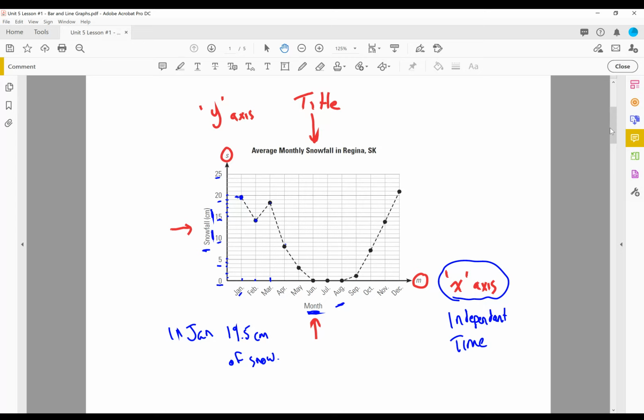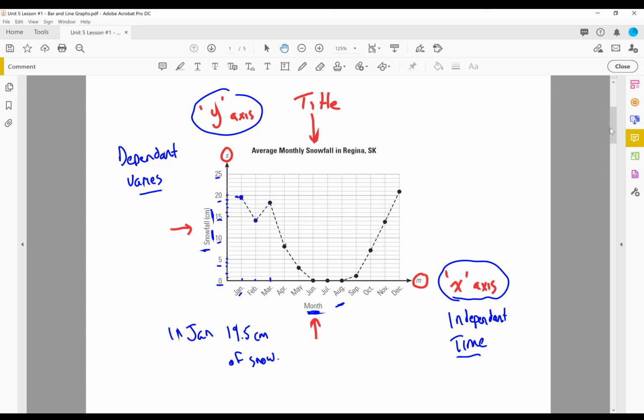Whereas snowfall on the y-axis here would be our dependent variable, and the dependent variable is the thing that could change month to month. So the amount of snowfall varies, okay? It varies. Whereas the time or the independent variable just keeps on marching on no matter what happens, and it's not dependent on anything. I hope that explanation makes sense.